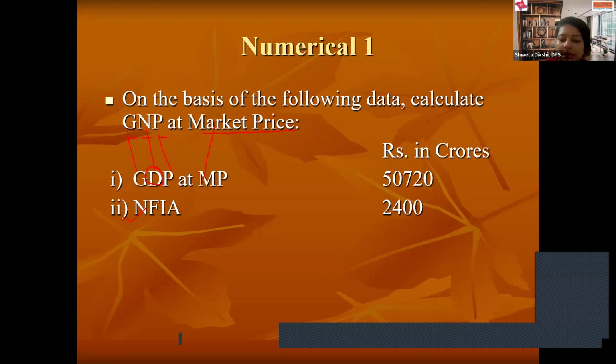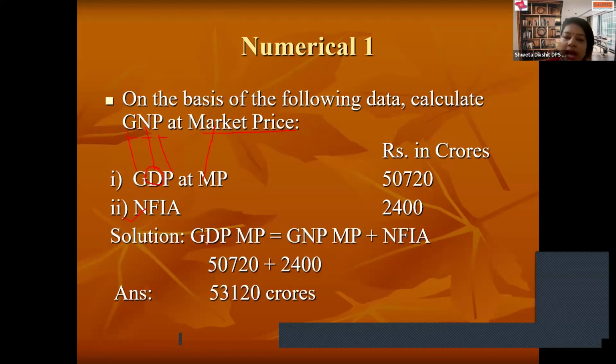So you are intelligent enough to know that when you have GDP at MP, you find GNP at MP by adding NFIA, which is 50720 plus 2400, equal to 53120 crores. This is just the ABC of such numericals. There are many more questions, but I'd like to proceed with the understanding that you are clear with the conversion concepts of national income and aggregates.